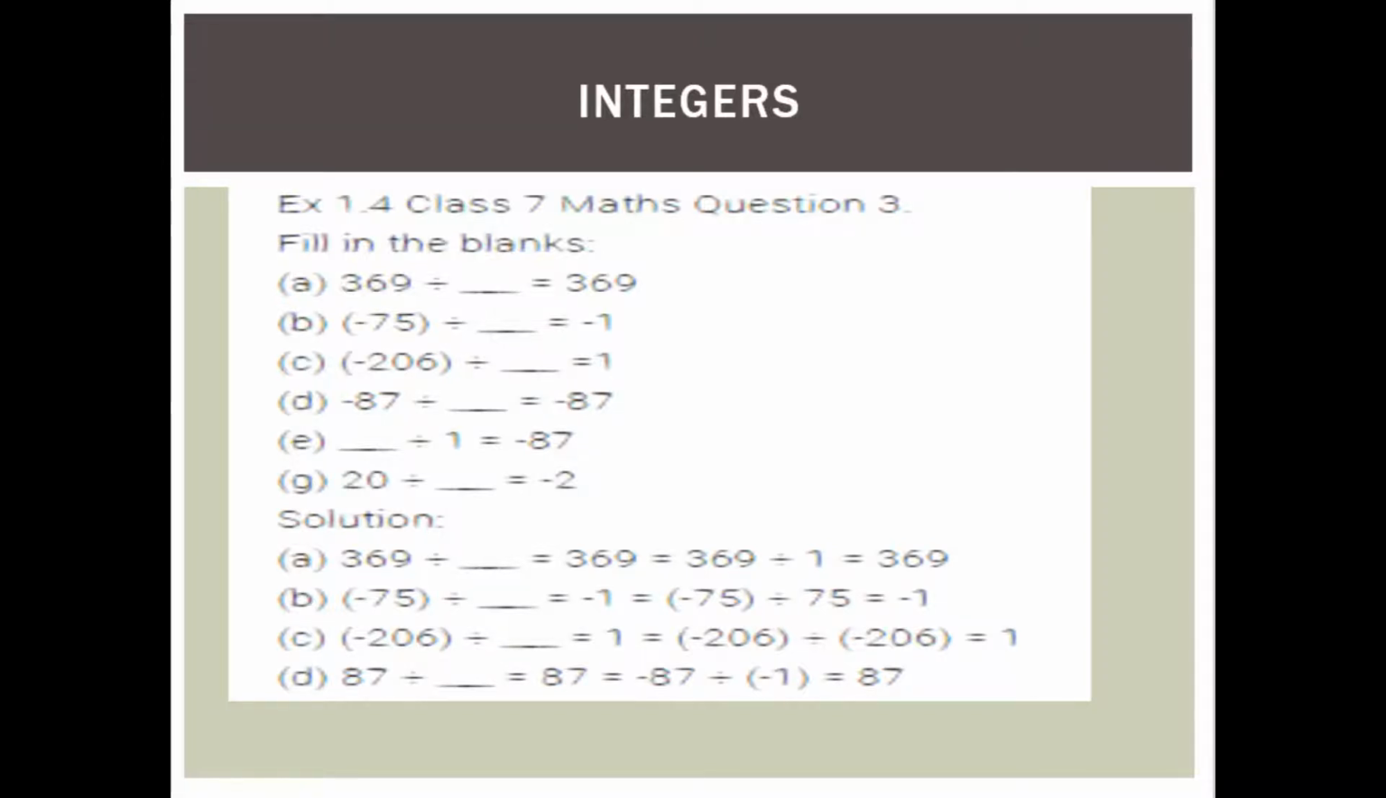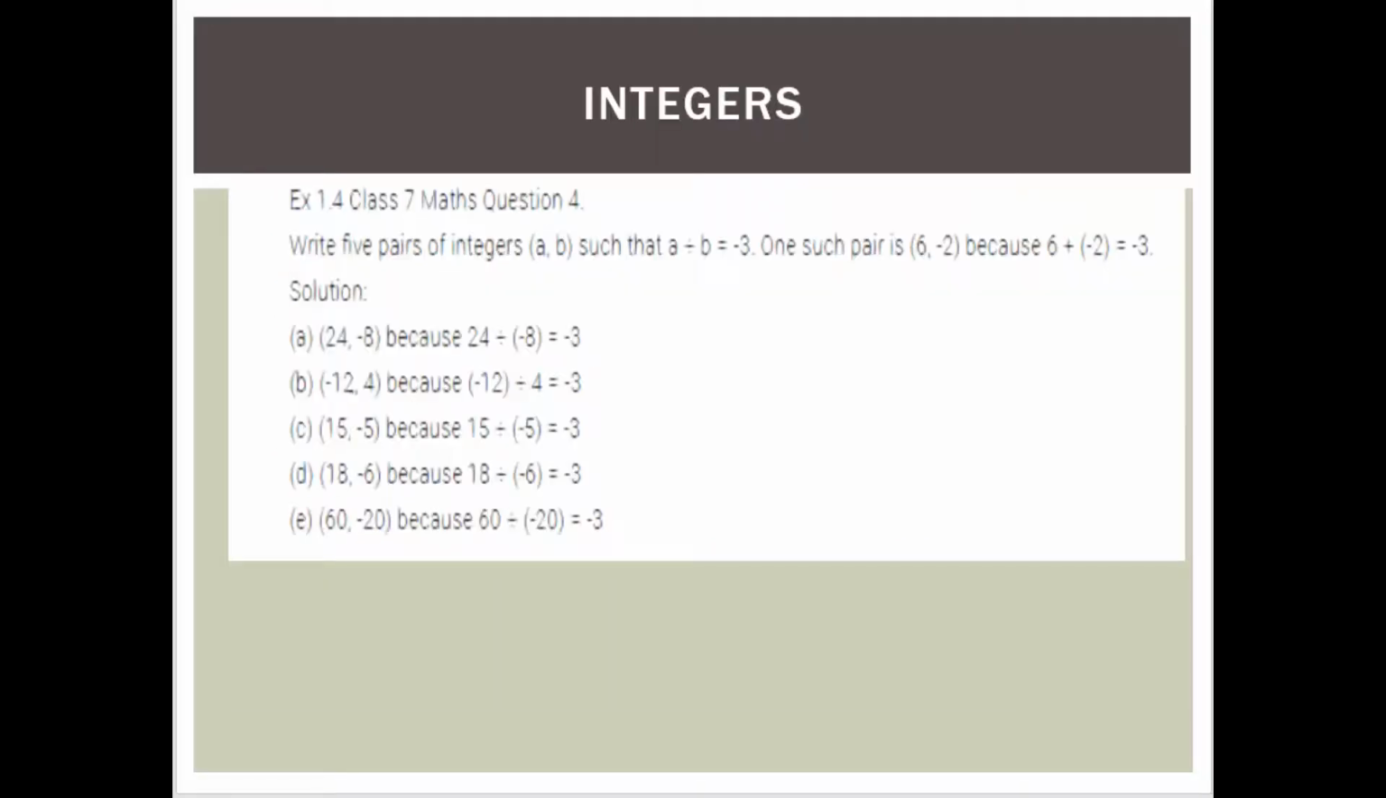C part, that is minus 206 divided by some number, answer comes out to be 1. It is also the same. Minus 206 is divided by minus 206. We are dividing with the minus sign value, only then answer comes out to be plus 1. 87 divided by some number, answer is plus 87. That is 87 divided by 1 only, answer is 87.